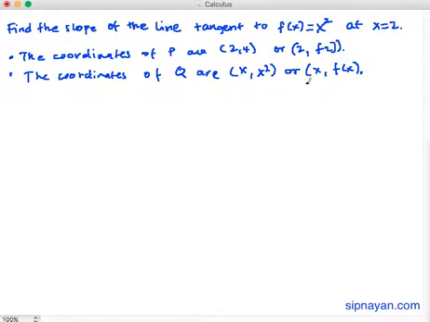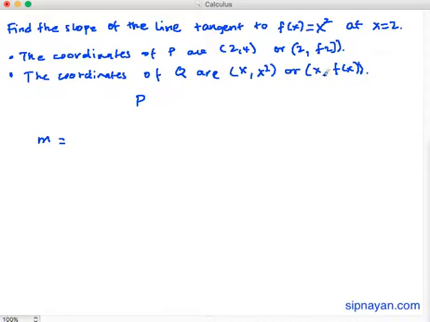Okay, so meron na tayong coordinates ng P, meron na tayong Q. So, pwede na ba natin kunin yung slope? Yes, pwede na kunin. M equals y sub 2 minus y sub 1. So, dito tayo. Ito muna tayo.